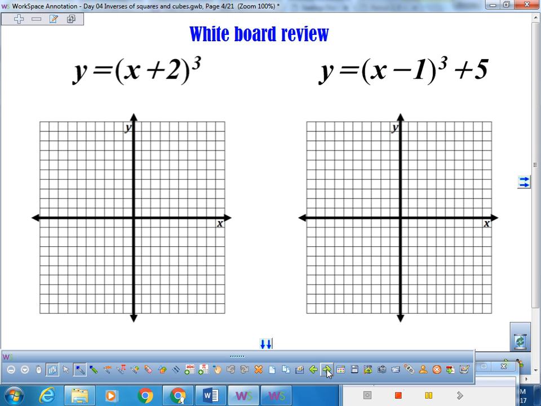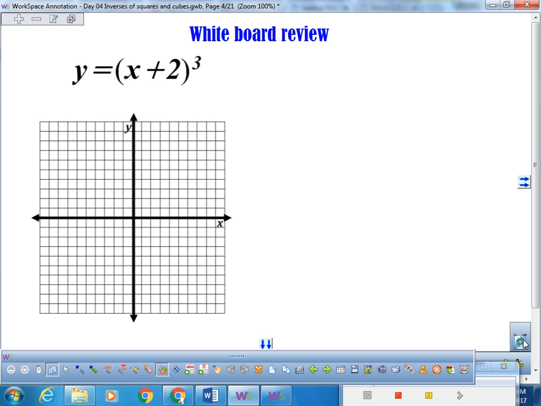What about this one? Can you guys do this one for me? The cubic function. But we've been revisiting all of them, right? What do cubes look like? Show me with your hands. What do cubic functions look like? They look like this, right? Okay, put that at 16.